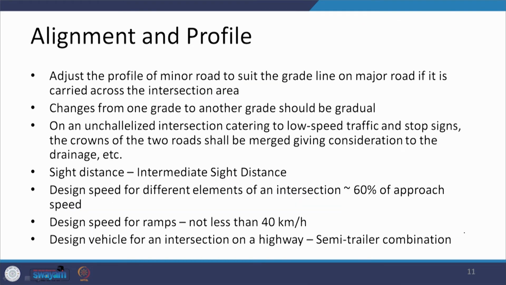Then, in the same direction, when we are talking about these grade changes and grade adjustments, what we are saying is that the profile of the minor road has to suit the grade line of the major road if it is carried across the intersection area. So, if the road is crossing like this in the plan, but in elevation it is happening in this way and then it is crossing this road, we have to adjust this grade line here. So, what are the ways in which these grade lines can be adjusted? That is what we are going to see in maybe one or two sketches or photographs.